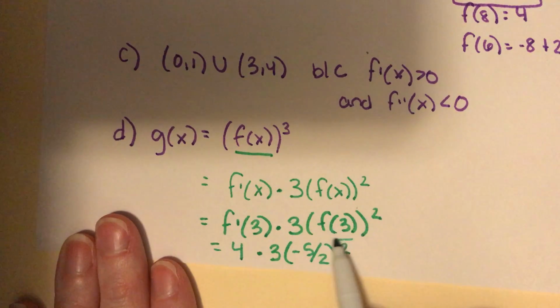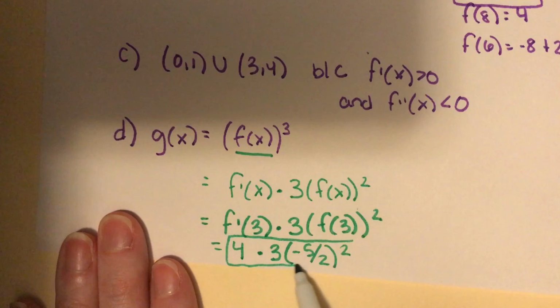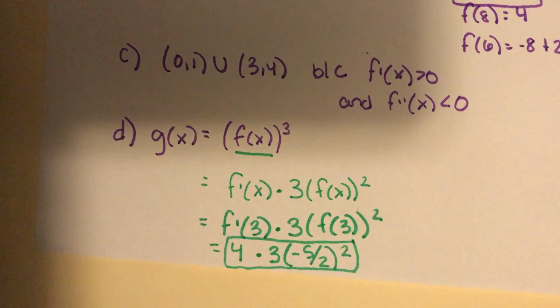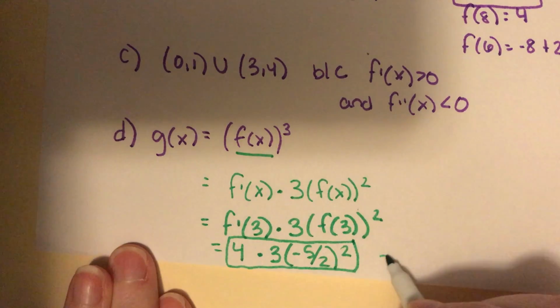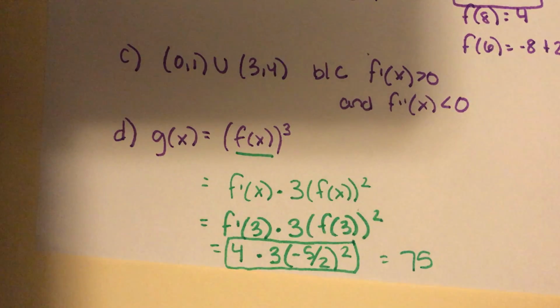Now, on the AP exam, you can stop right there. You do not have to simplify, so I would suggest not simplifying. But if you want to go ahead and simplify that, you would get 25 over 4 times 3 times 4. So that would give us 75. Okay, so that finishes up this FRQ.